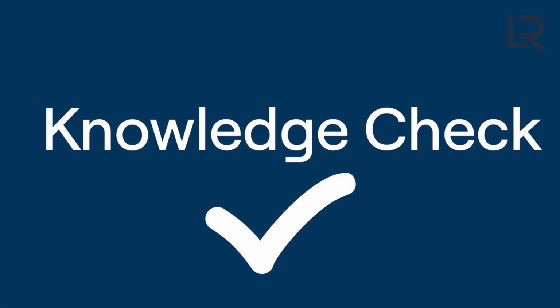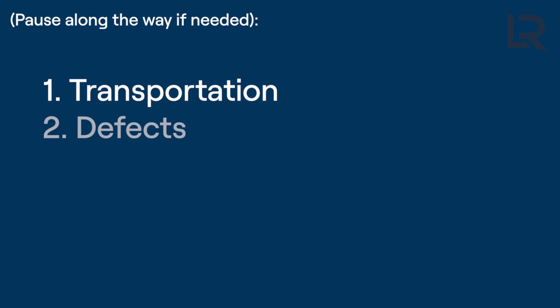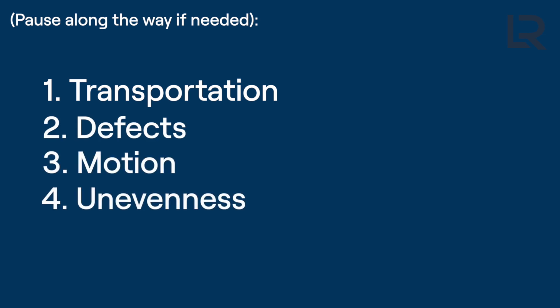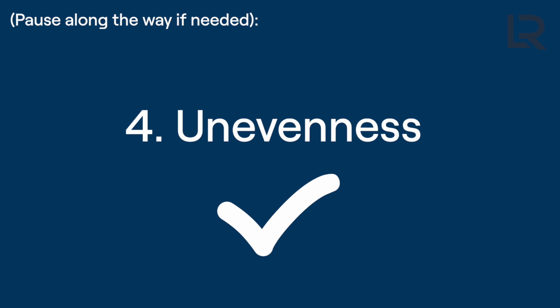Now that we've reviewed the 8 types of waste and DOWNTIME acronym, let's take a quick minute and conduct a knowledge check. Select the correct answer from the following question. Which of the following is not one of the 8 types of waste? If you chose number 4, you are correct. Although unevenness, fluctuation, and variation can negatively impact operations, they are not considered one of the 8 types of waste.